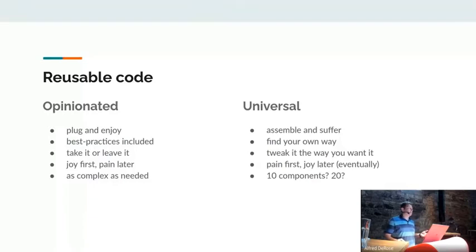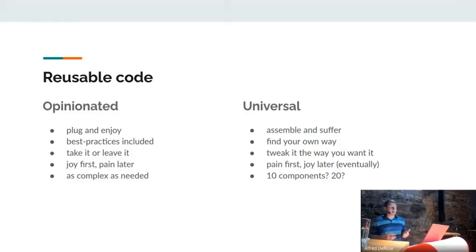So the opinionated piece of code is easy to plug, right? And then you just plug in and you just enjoy it. While in the universal one, you first need to build something, assemble the components, connect them together with your own wiring, and then suffer the consequences, right? So in the opinionated way, well, opinionated basically means that it tells you how to do things, right? So the best practices are included. In the universal way, you need to find out your own way. You can get an inspiration somewhere, but well, it's your choice.